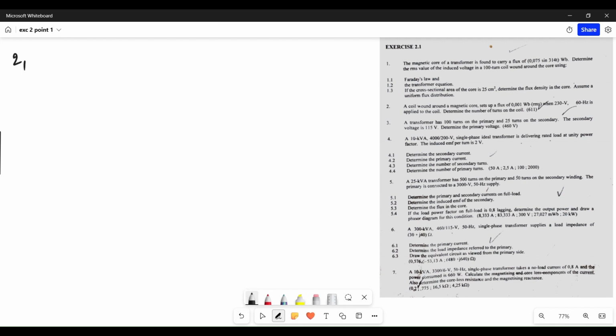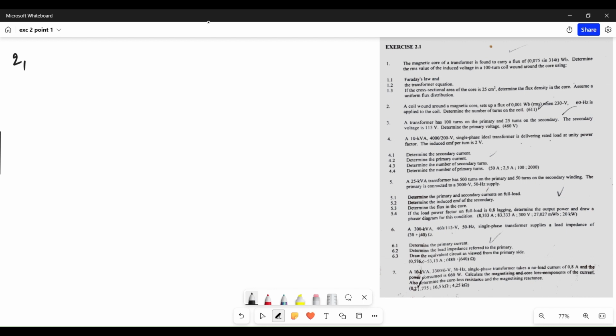So question 2. What does it say? A coil wound around a magnetic core sets up a flux of 0.001 Weber, which is RMS. When 230 volts 60 Hz supply is applied to the coil, determine the number of turns on the coil. So they're looking for the number of turns on the coil.